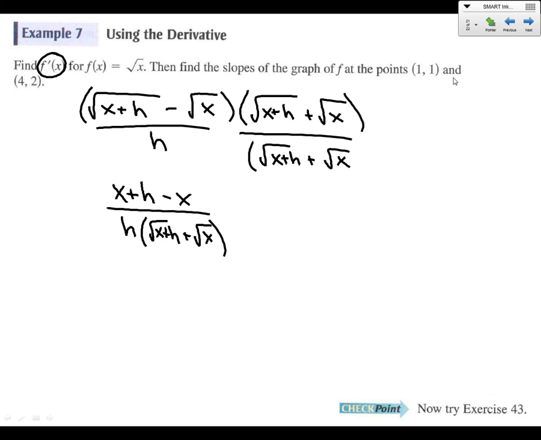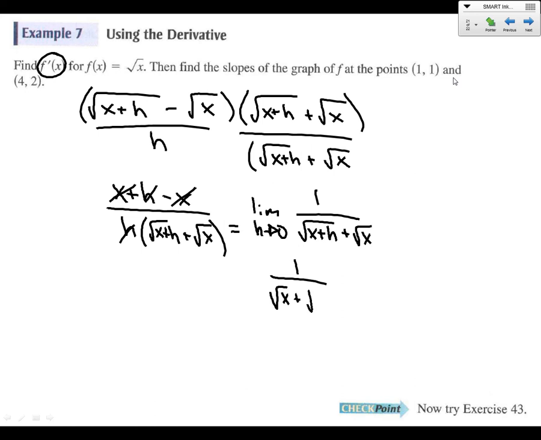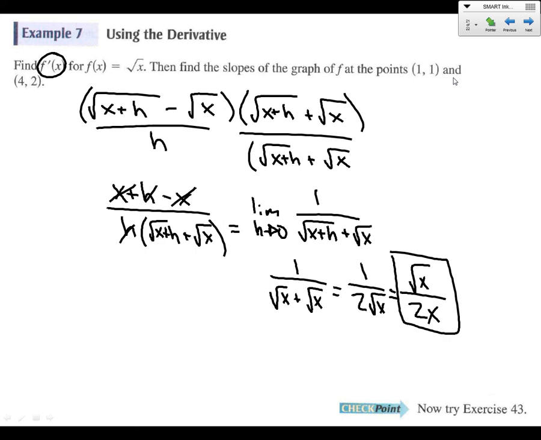And so x minus x goes away, h is canceled. We're left with the limit as h approaches 0 of 1 over square root of x plus h plus square root of x, which is 1 over square root of x plus square root of x, which is 1 over 2 root x, which is root x over 2x. There we go. That's our derivative. That's f prime of x.